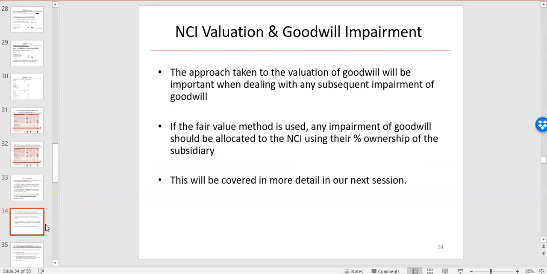Just to hammer home those key basic things before we move on. And likewise, I just mentioned already the NCI valuation and goodwill impairment. That actually has a knock-on impact in other parts of consolidation as well. Just put that at the back of your mind, and we'll come back to that next week. All right, so that's another key thing that's an advanced area in IFRS 3.